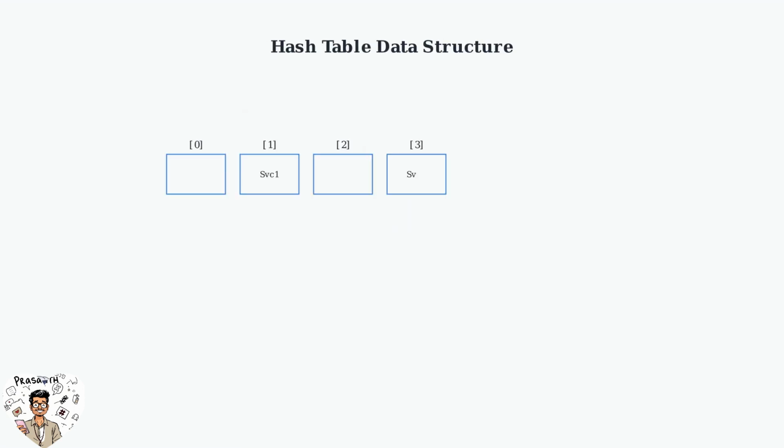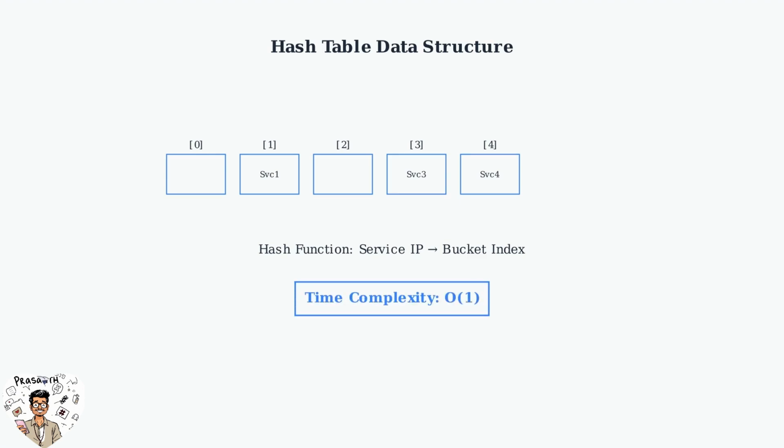IPVS uses hash tables as its fundamental data structure. When a service request arrives, IPVS applies a hash function to the service IP address, directly computing the bucket index where the service information is stored. This hash-based lookup provides constant time complexity, meaning the lookup time remains the same regardless of how many services exist in the cluster. This is the key to IPVS's superior scalability.